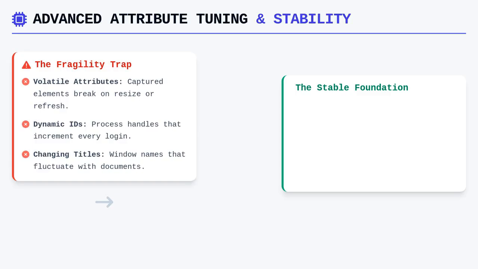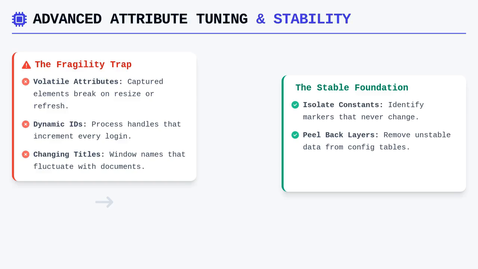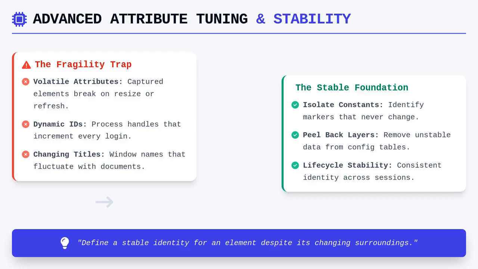The goal of advanced attribute tuning is to peel back these unstable layers, often found in the attribute configuration table, to isolate only the identifiers that remain constant throughout the application's lifecycle. Think of this process as defining a stable identity for an element despite its changing surroundings, much like identifying a person by their biometrics rather than their choice of clothing today.